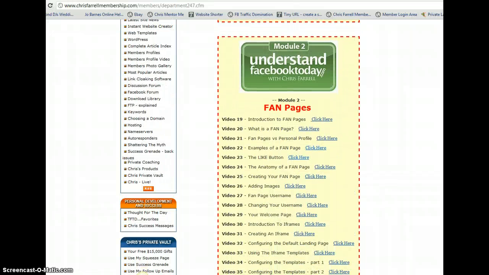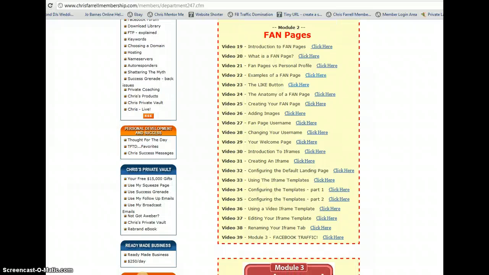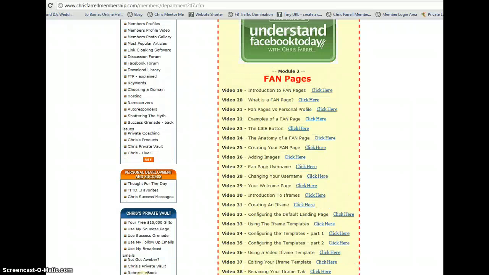Understanding fan pages, and I'm going to show you some of the results of what Chris has taught here, and I'm going to show you live statistics on one of the pages that I've done. Okay, so this is good stuff indeed. Introduction to fan pages versus your personal profile, your like button.